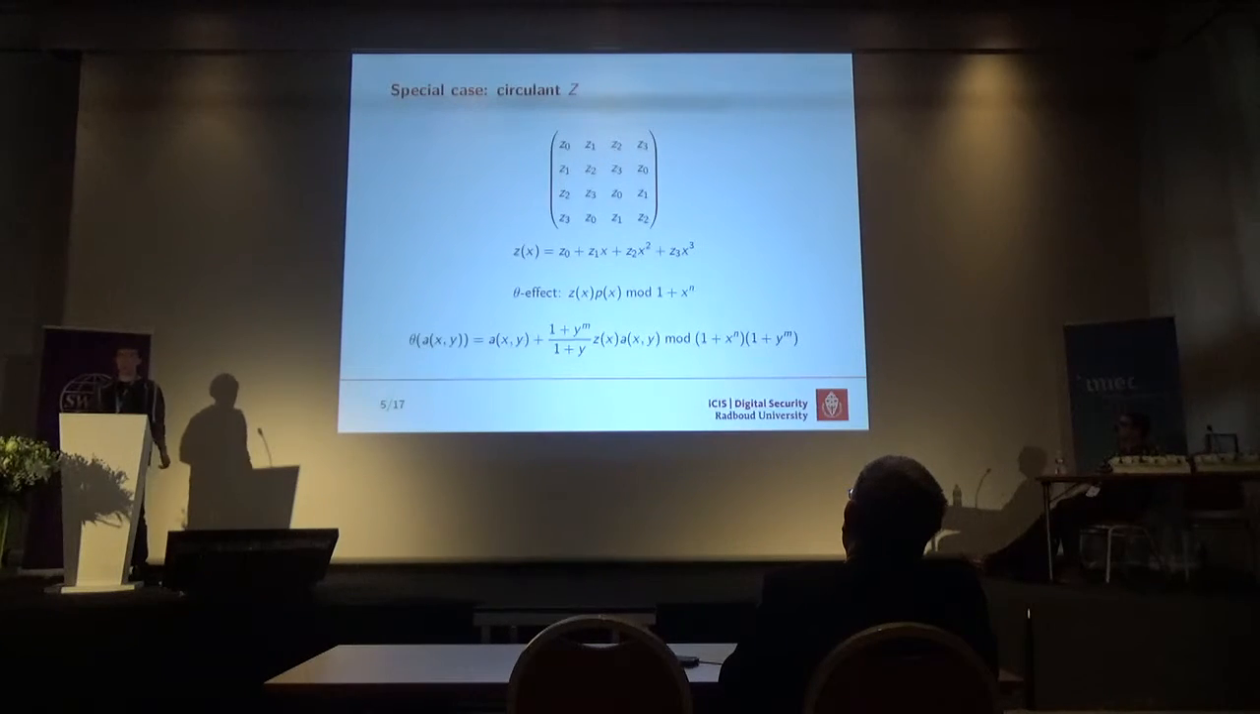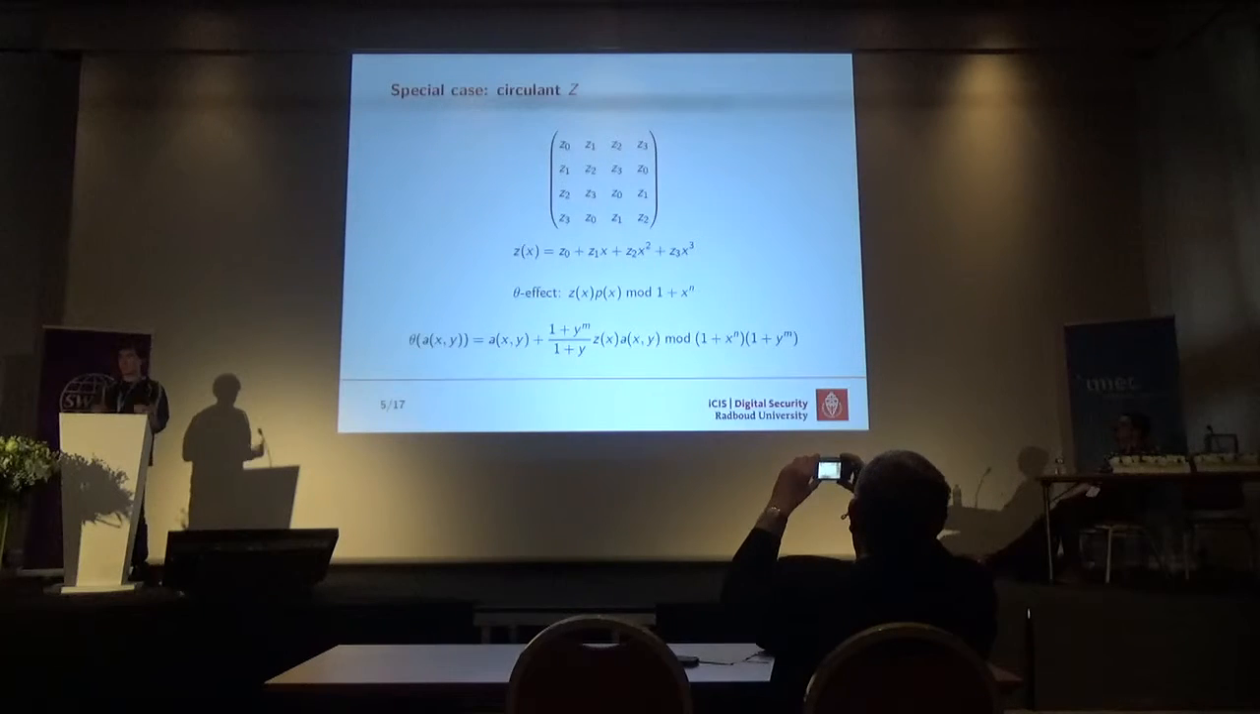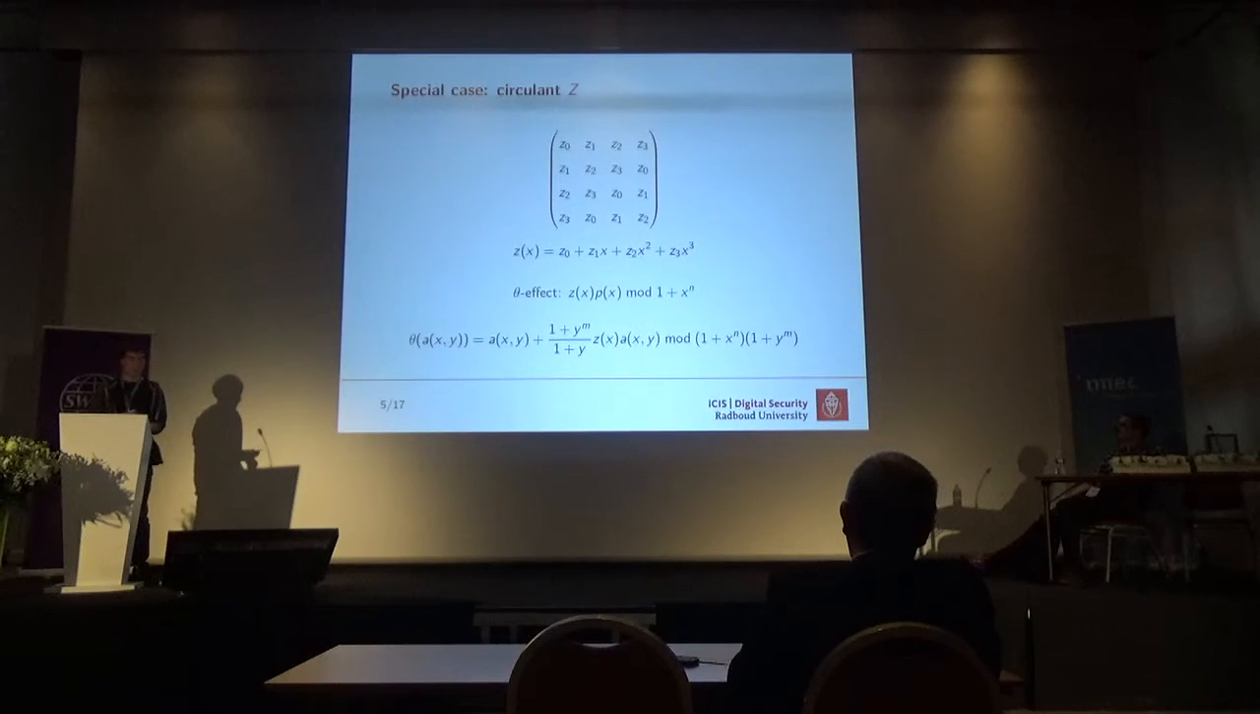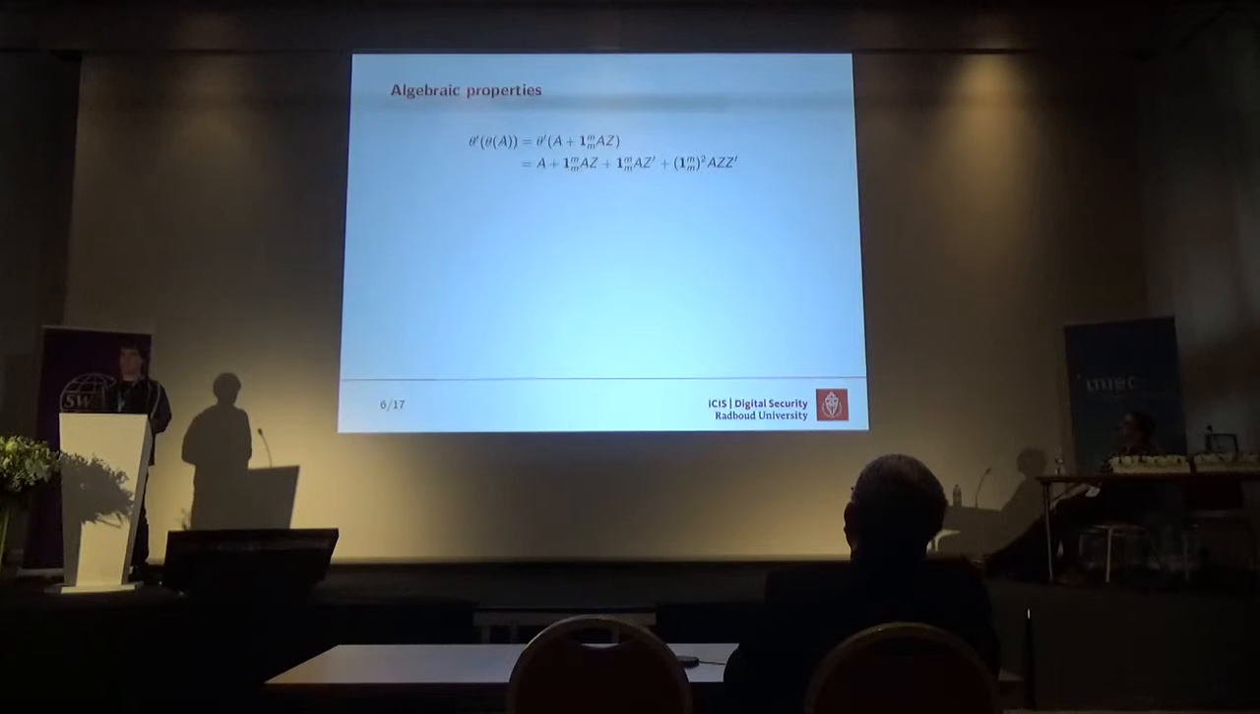And well, it all works out, and if you like polynomials, then circulant matrices are the way to go. So now we have this definition. So now let's look at some properties of these mixing layers.